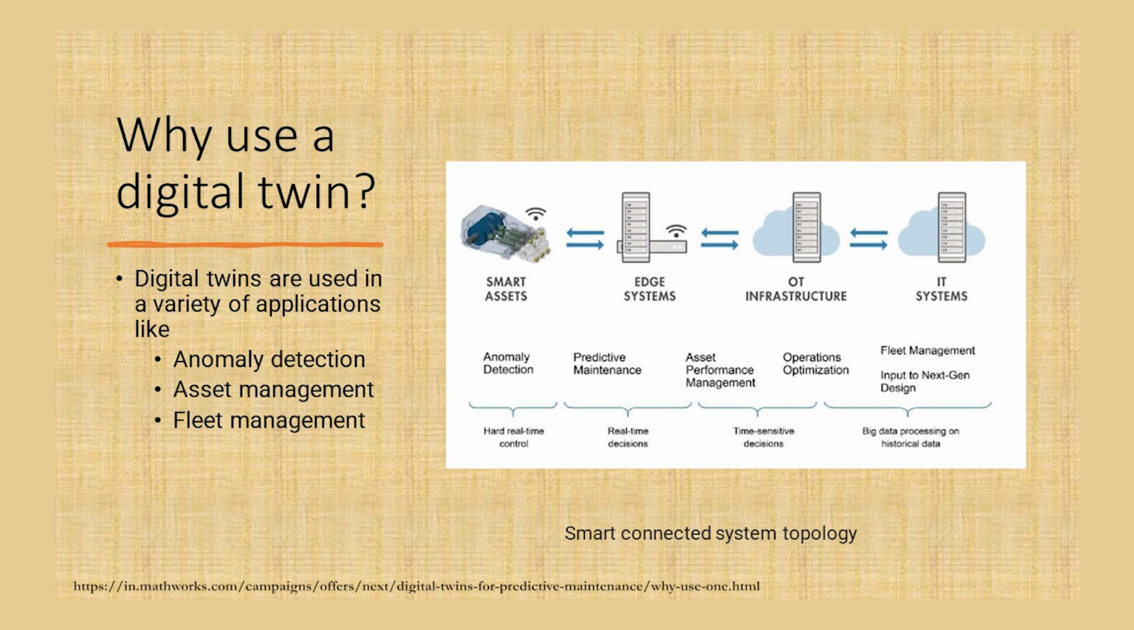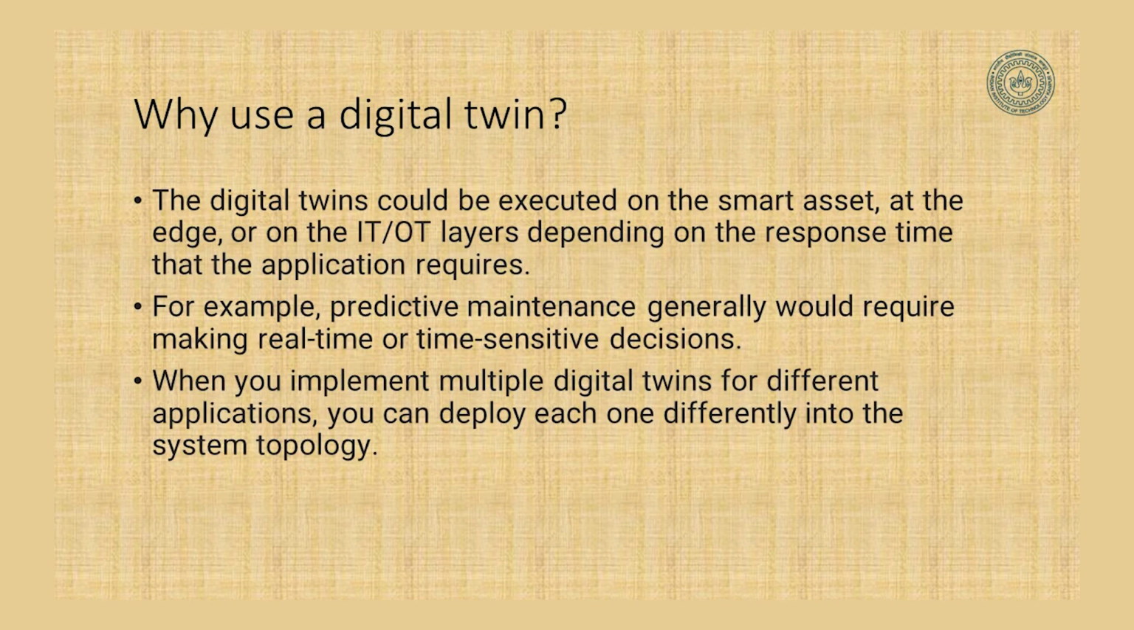and these are the benefits that you get: anomaly detection, predictive maintenance, asset performance management, operations optimization, and fleet management, and giving inputs to your next generation design. Okay. So, digital twins are used in a variety of applications, and they can be executed on the smart asset at the edge or on the IT or OT layers, depending on the response time that the application requires. Okay.